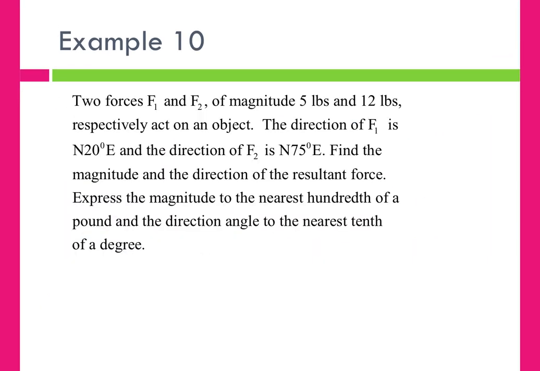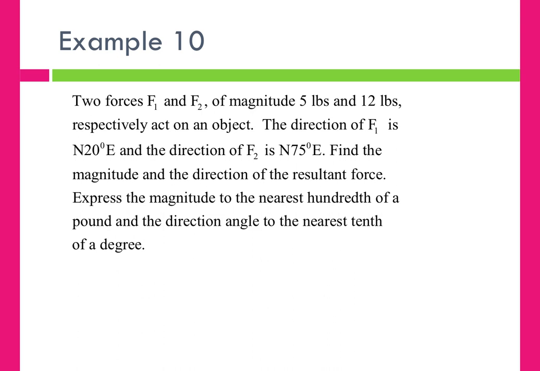Okay, we're going to do it one more time. This time we're actually going to draw this out. So this says two forces, F1 and F2, of magnitude 5 pounds and 12 pounds, respectively, act on an object. The direction of F1 is north, 20 degrees east, and the direction of F2 is north, 75 degrees east. Find the magnitude and the direction of the resultant force and express the magnitude to the nearest hundredth and the directional angle to the nearest tenth.